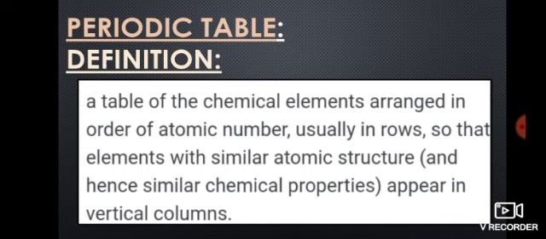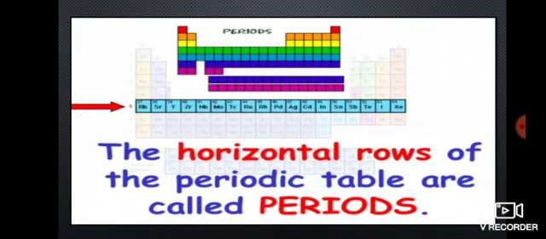So all elements of group 1A have 1 electron in their outermost shell, and they have the same chemical properties. So the periodic table is a table in which the elements are arranged in order of their increasing atomic number in different rows and columns. Now what are these rows and columns called? The horizontal rows of the periodic table are called periods. If you look at the blue area, from left to right a horizontal row is given which is called a period. And there are a total of 7 periods in the periodic table.